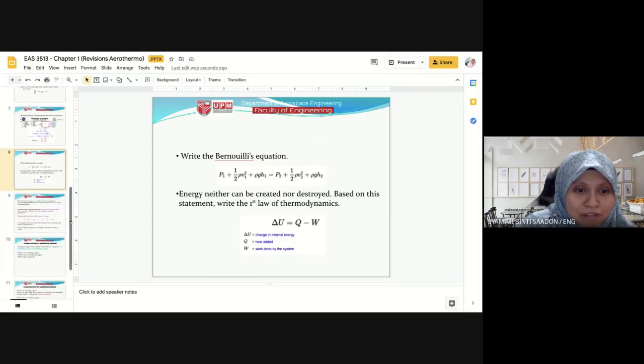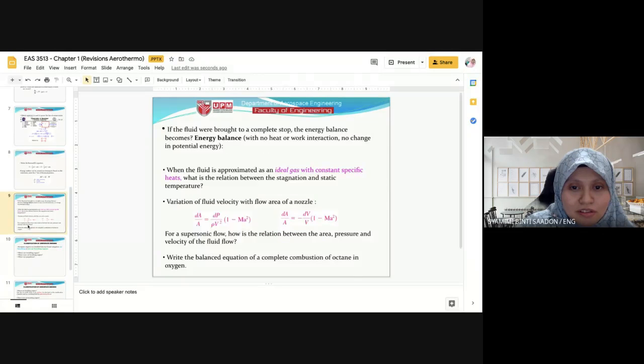We have applied this a lot in aerothermo. Okay, next question. This is more about high speed gas flow.